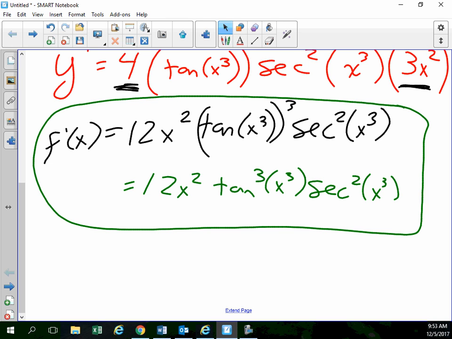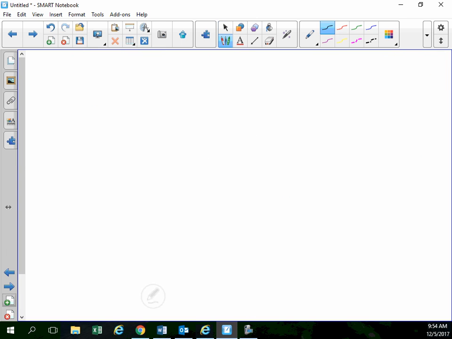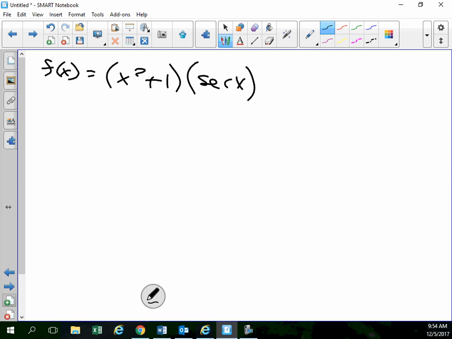Alright, number 8 is what you wanted next, yeah? One more. Number 8. Let's do f of x equals parentheses x squared plus 1, times secant x. There are 2 ways that you can do this. You can recognize that I'm going to be multiplying 2 things together, or you can distribute the secant x and then do it. It actually does not matter which way you do it. You do get the same answer.